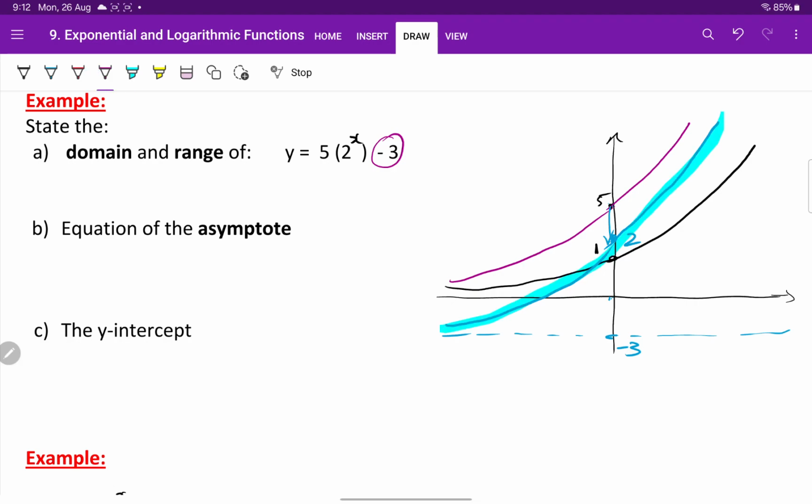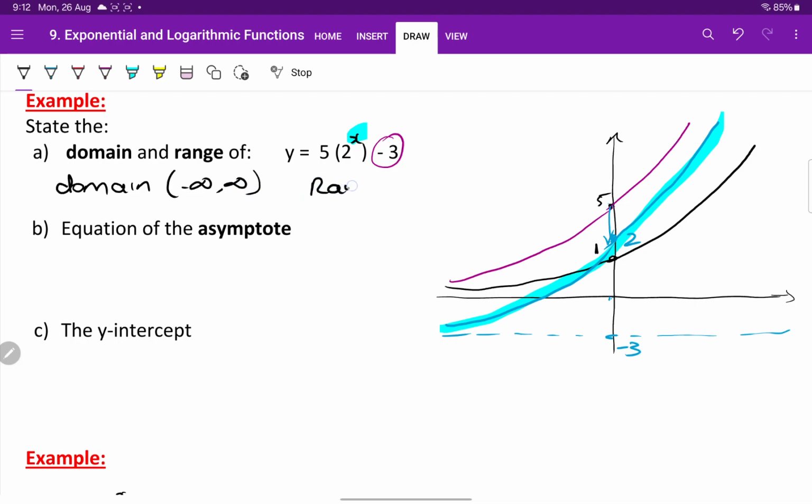Okay, so let's now consider our domain and range. Our domain is, are there any restrictions on what x can be? Okay, well, no. You can get a value by putting any x, positive, negative, 0, into that equation. So our domain is going to be from -infinity to infinity.